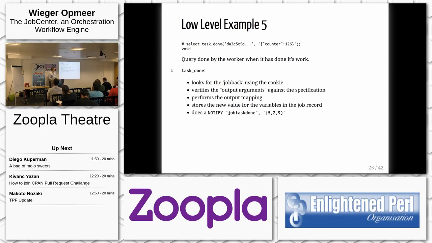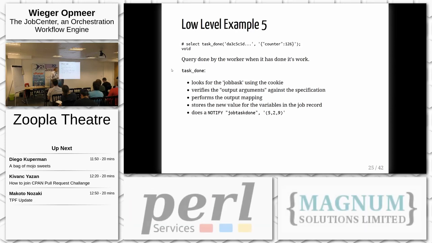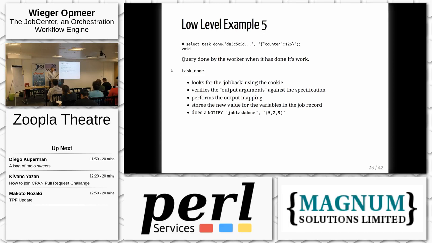The worker does its calculations and then reports back, hey, I've done my bit of work, with that cookie and the actual result of the task. Again, at this point, the output arguments are verified: okay, you are returning a number, but is it the number that I expect? If not, an error is thrown.